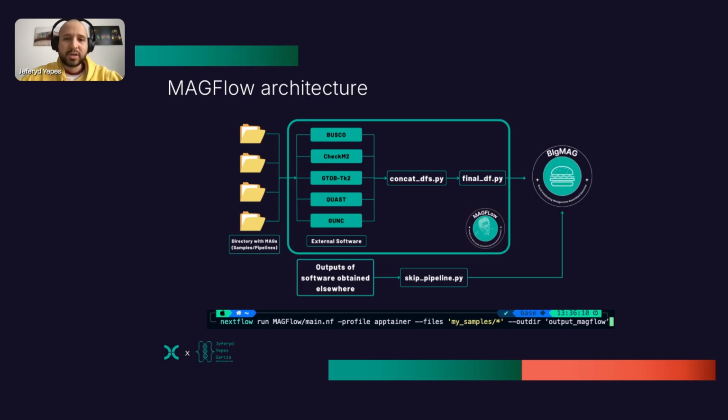And what this pipeline actually does is take the bins or the output from each of the pipelines, as you can see, and I will show you a bit about this later on. You can have as many folders as you like. This is the case with Nextflow, and then it is going to run different quality tools. For example, BUSCO, CheckM2, QUAST, GUNC. With these tools, it is going to measure the quality, establish the contamination, completeness, and many other metrics that we'll see on the dashboard in a bit.